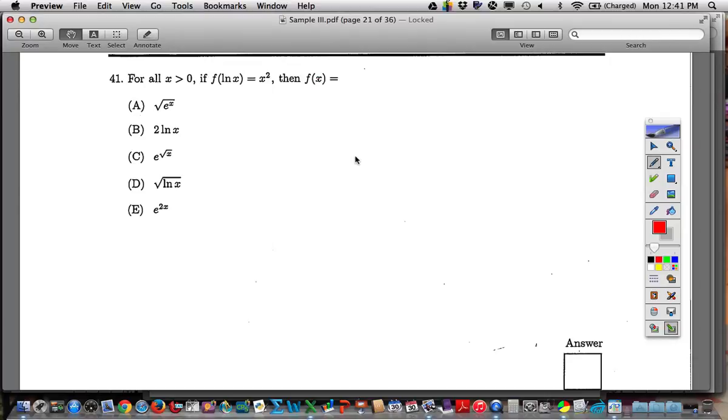I started out and said the natural log of x equals x squared, so I put natural log of x equals x squared and just squared both sides. But then that got me nowhere. Right. Because it's not that the natural log has to equal x squared, but when we plug natural log in to something, we get x squared.